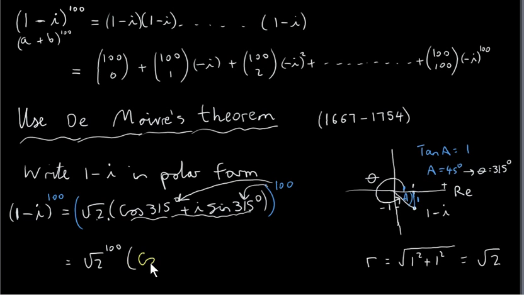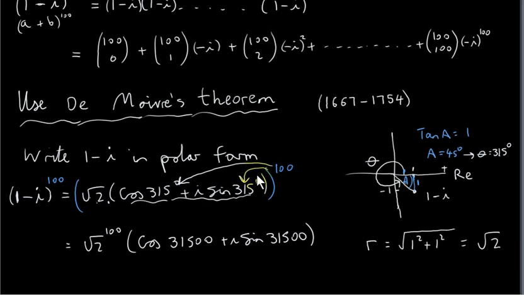So what we get is cos of 100 times 315. That's 31,500, plus i times the sine of 31,500. So that step was de Moivre's theorem. Now that's not obvious by any means. We'll look at a proof of that later.